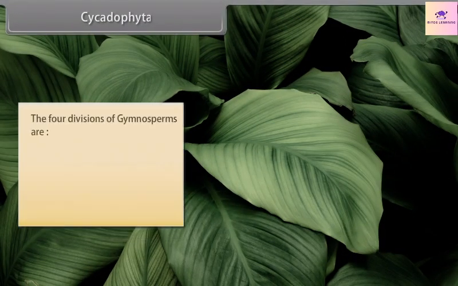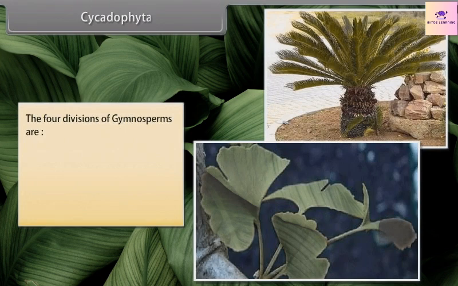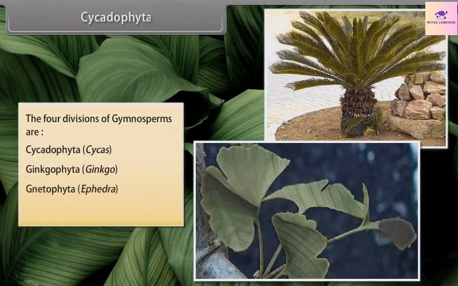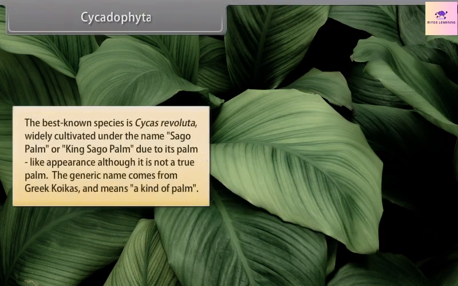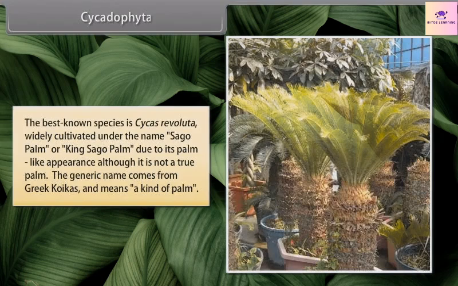Cycadophyta. The four divisions of gymnosperms are Cycadophyta, Cycas, Ginkgophyta, Ginkgo, Gnetophyta, Ephedra, Coniferophyta, Pinus. The best-known species is Cycas revoluta, widely cultivated under the name sago palm or king sago palm due to its palm-like appearance, although it is not a true palm. The generic name comes from Greek koikas and means a kind of palm.